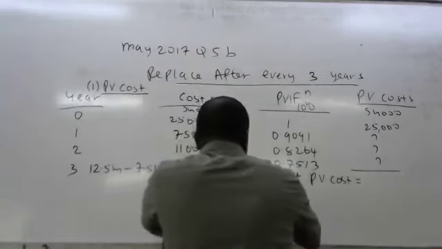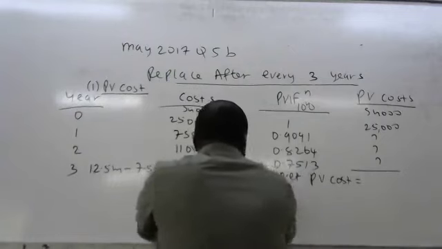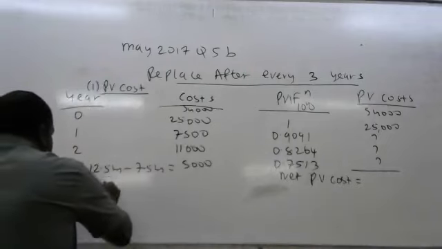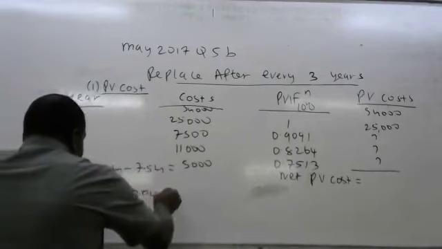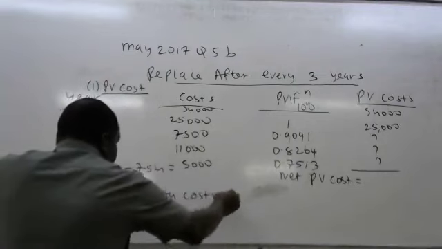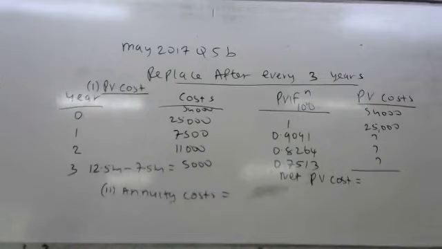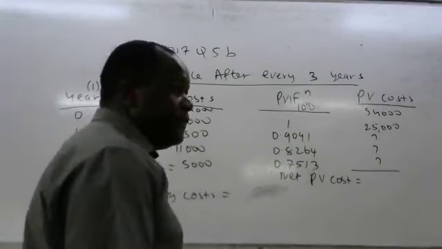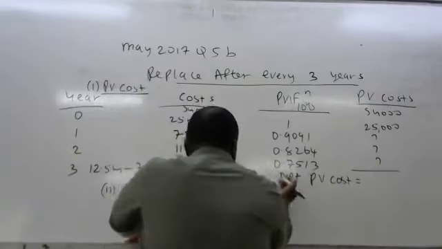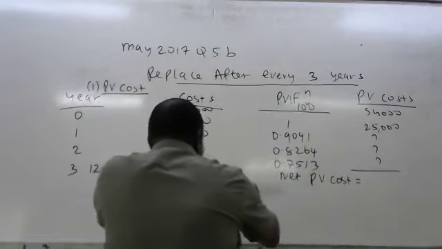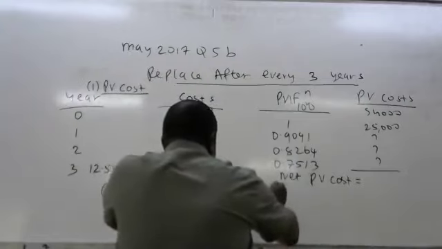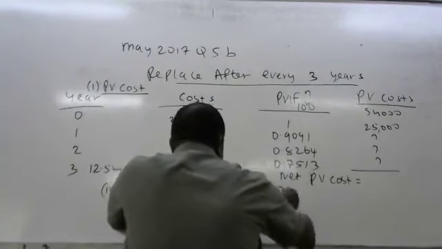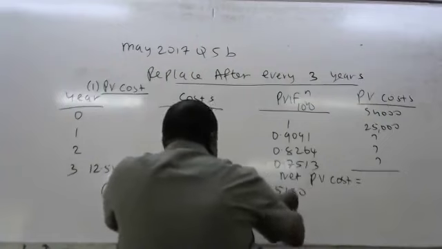Then you also get the annuity, step number 2, the annuity cost. To get the annuity cost, what are you coming up with as the net present value cost? 44, 6, like that.